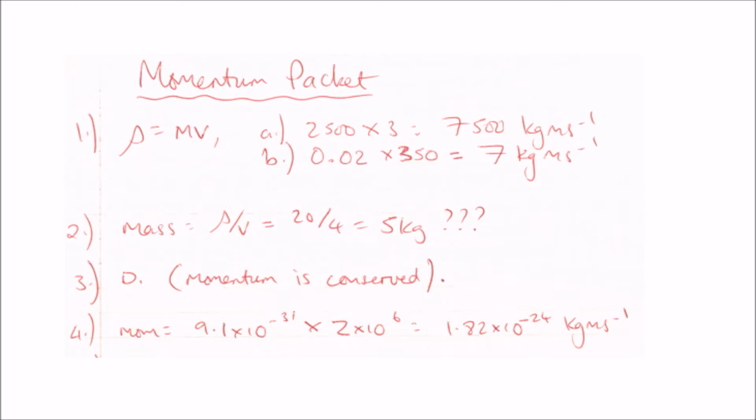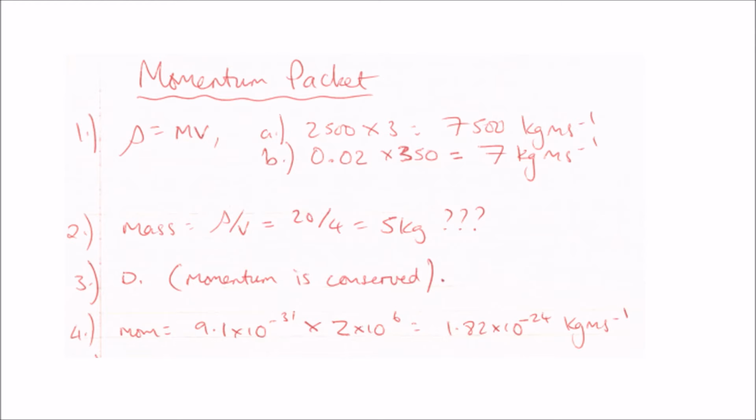Here are the answers to the first few questions on the last slide. There's the symbol for momentum. It's rho, very similar to the symbol for density. Momentum is mass times velocity. So for the first one, multiply them together, you get 7,500. The second one, multiply them together, you get 7. Number 2 was a bit of a daft question because you're working out the weight of a rugby player, and for some reason it comes out as 5 kilograms. It's a very, very small rugby player.